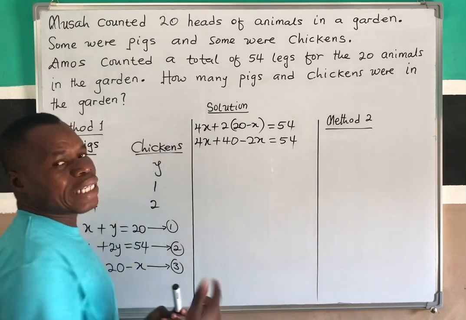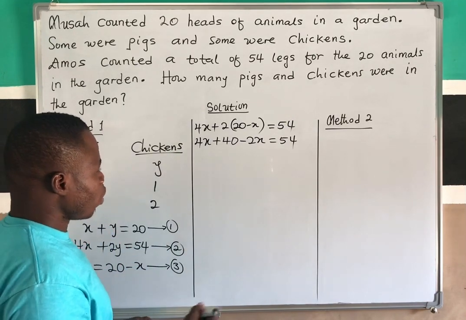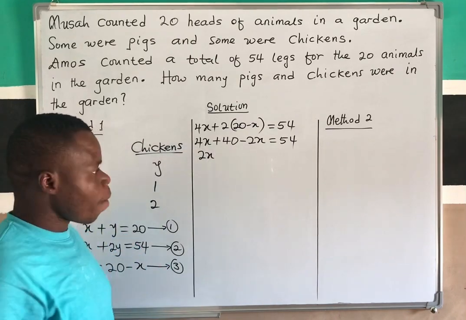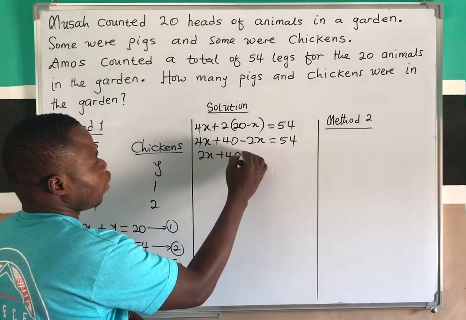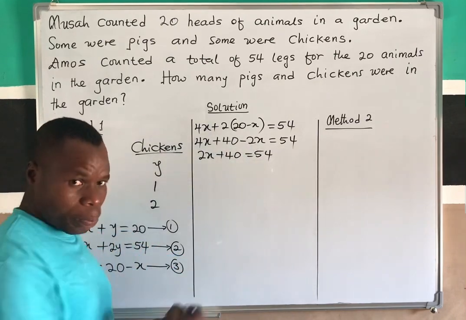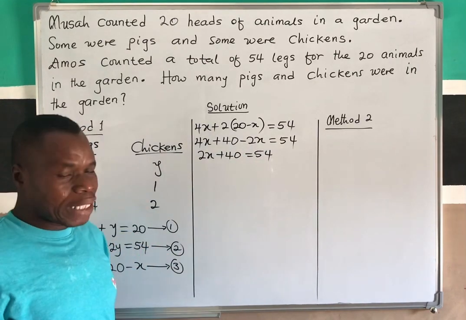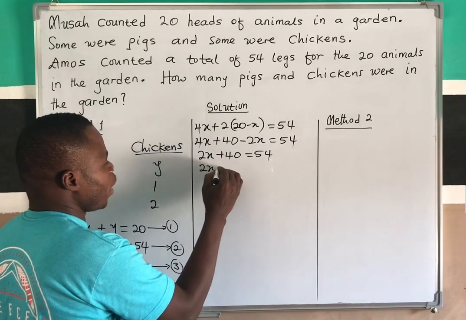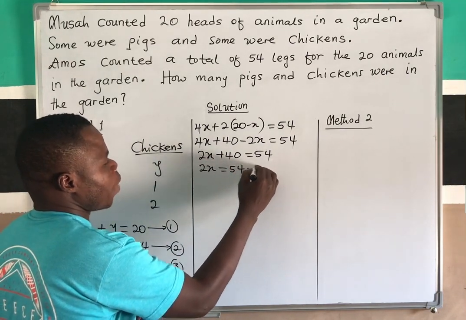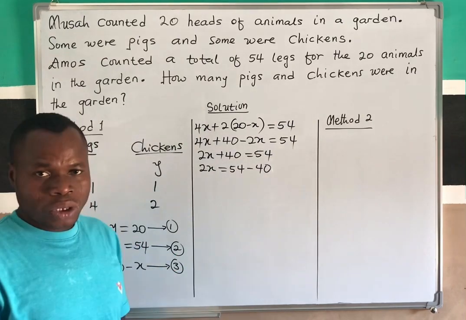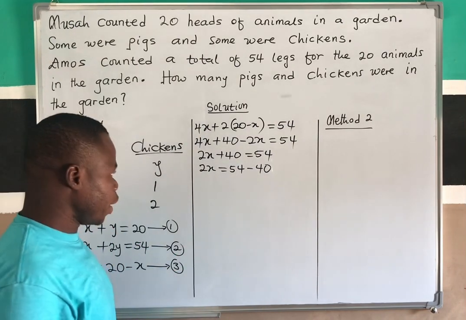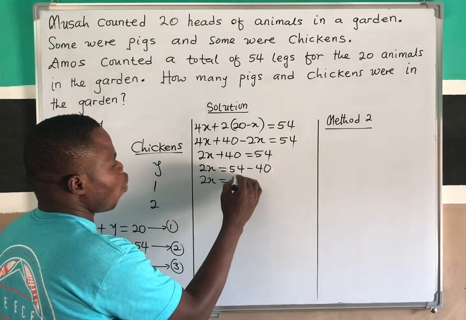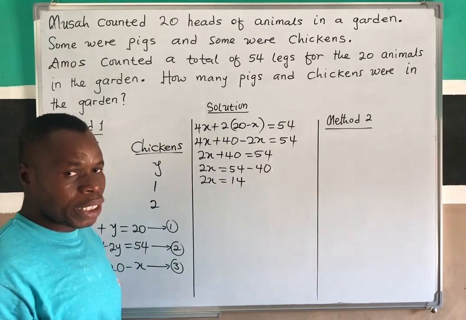Now 4x and 2x, they are like terms, so I have to add them together. So 4x minus 2x will be 2x. Then plus this 40 is equal to 54. From this point, I'll gather like terms by sending 40 to go and join 54. That means that here will be 2x is equal to 54 minus 40, because when 40 crosses the equal sign, it becomes negative. So here will be 2x is equal to 14, because 54 minus 40 is 14.